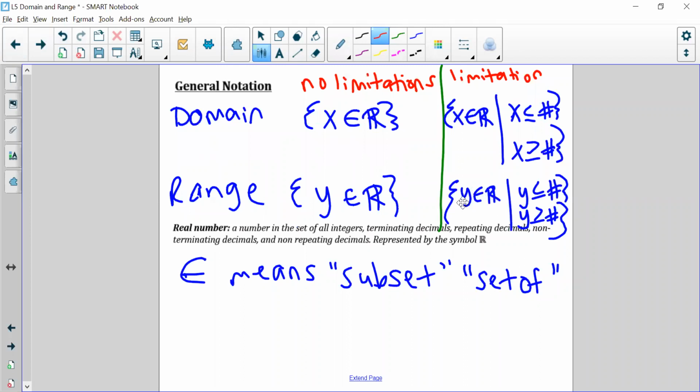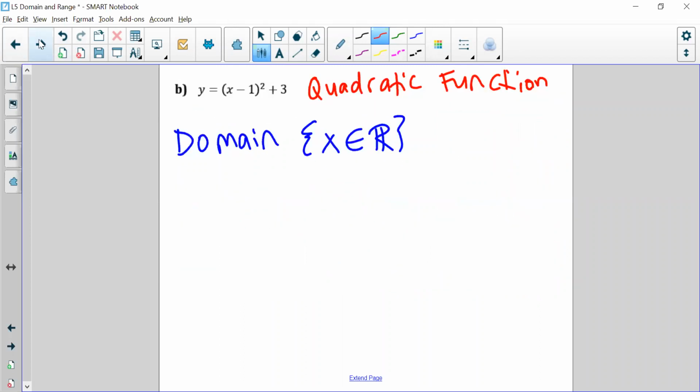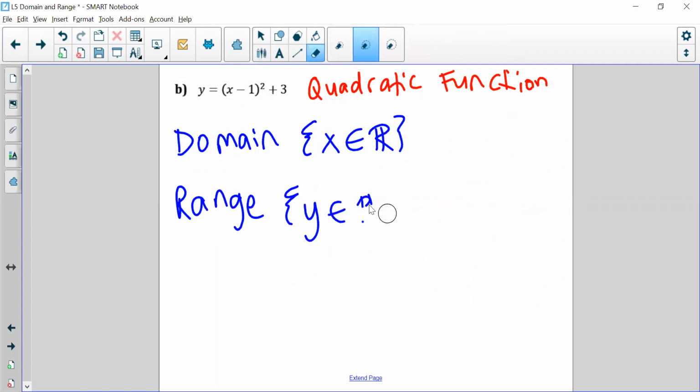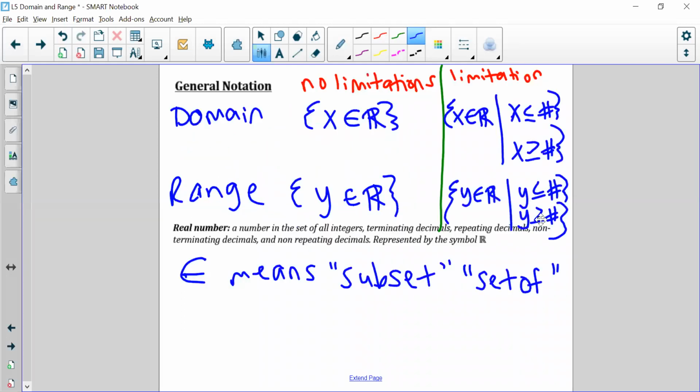I'm going to start with the preamble of all real numbers because this is a real number line. So my range is y is a subset of all real numbers. Oops, I don't want that curly bracket yet. This straight up and down line means there's something else that I have to say about it. So it is a subset of all real numbers, but there's a limitation. Is y greater than or less than 3? So I'm going to go back to my graph. I have to pick this one or this one. Is y less than 3 or is it greater than 3?